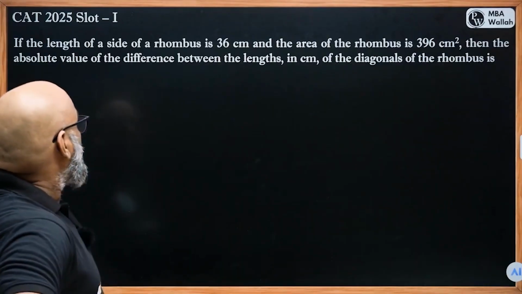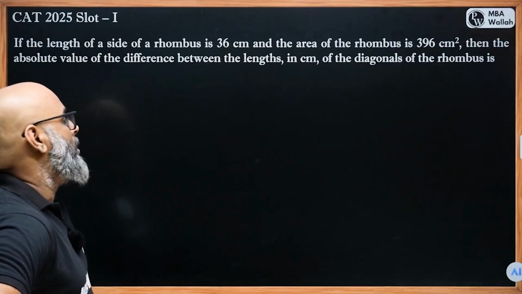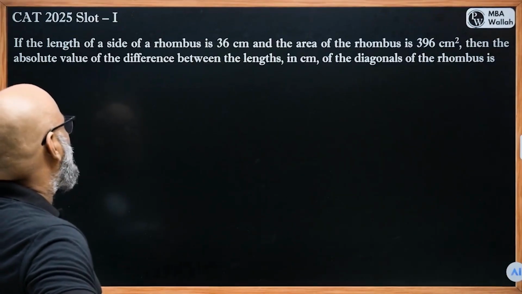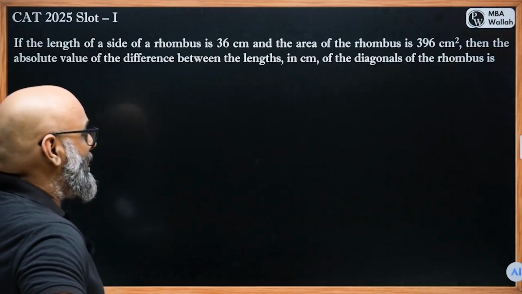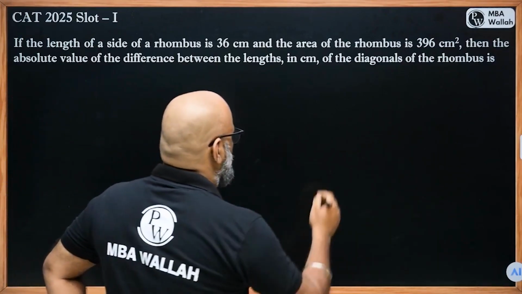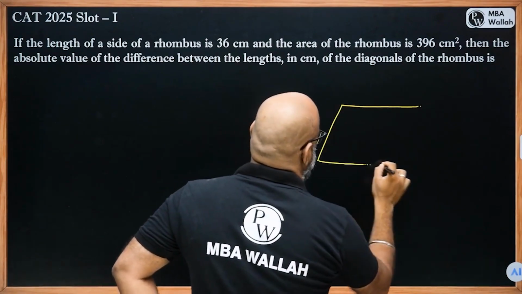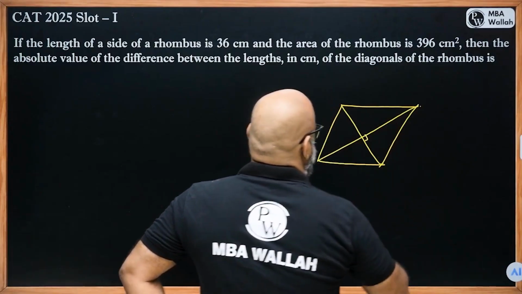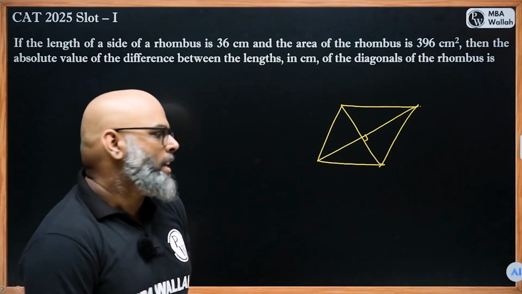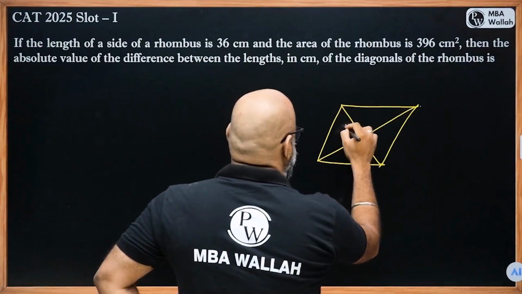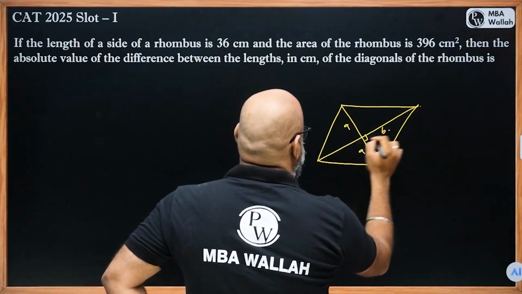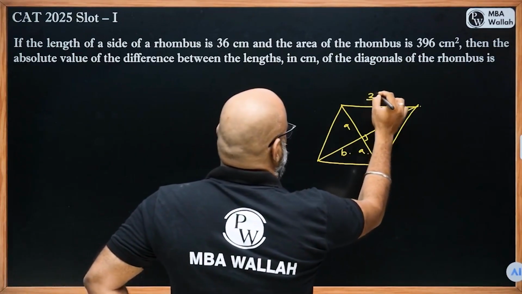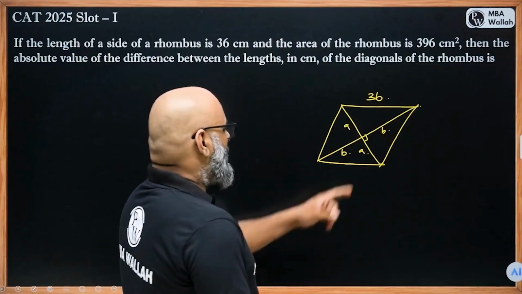The length of a side of a rhombus is 36 centimeter, and the area of the rhombus is 396 centimeter square. Then the absolute value of the difference between the lengths of the diagonals of the rhombus is... So it's a rhombus, which means the diagonals are perpendicular bisectors. I'm going to call this A, so this will also become A. I'm going to call this B, this will become B. So the side is 36 centimeter. Now this is a right triangle.